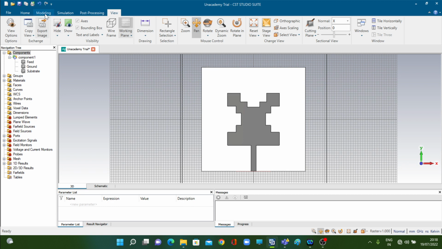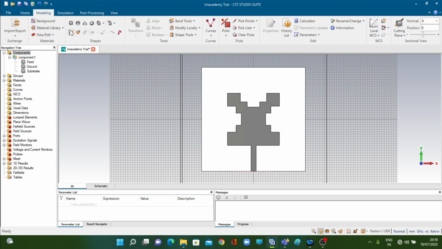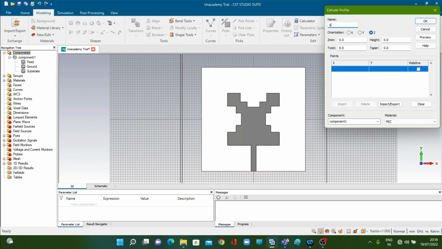So what we will do, again we will select modeling, extrude, escape, slot center. Let us name it like this. Orientation will be Z only according to the discussions which we already had. Z min is 1.6. Height will be the same, 0.002. Now the x coordinate. See, this level is x equals -7. This level is x equals +7.